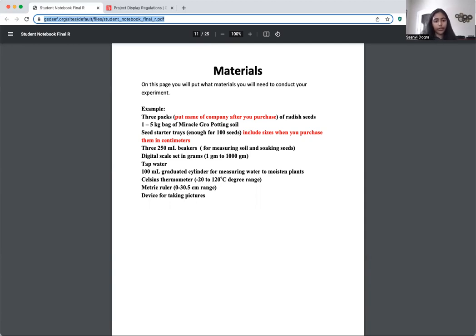So here, again, they're mentioning the exact number of packets they used, the brands of packets, the size of the materials, etc. So also, the materials can be grouped according to different parts of the project. So if you use, let's say, these materials to measure germination rate, you can put those in the first group, and these materials to measure the growth of the plant, you can put them after that. This just helps organize the materials and helps readers understand better what you use them for and how these apply to your project.